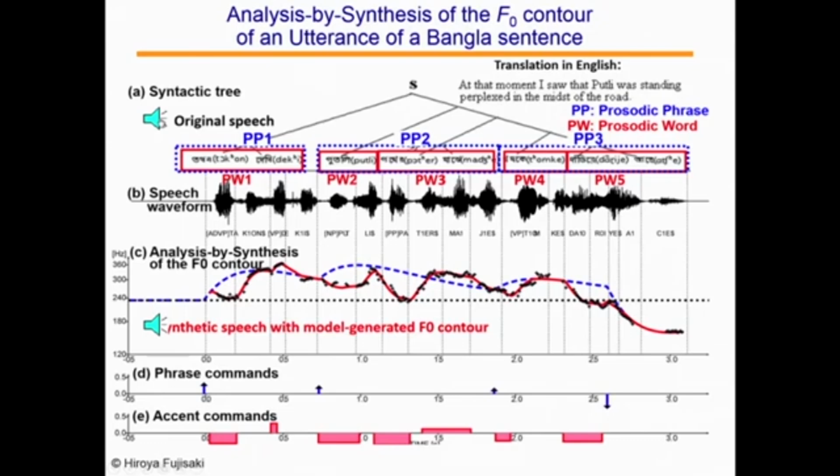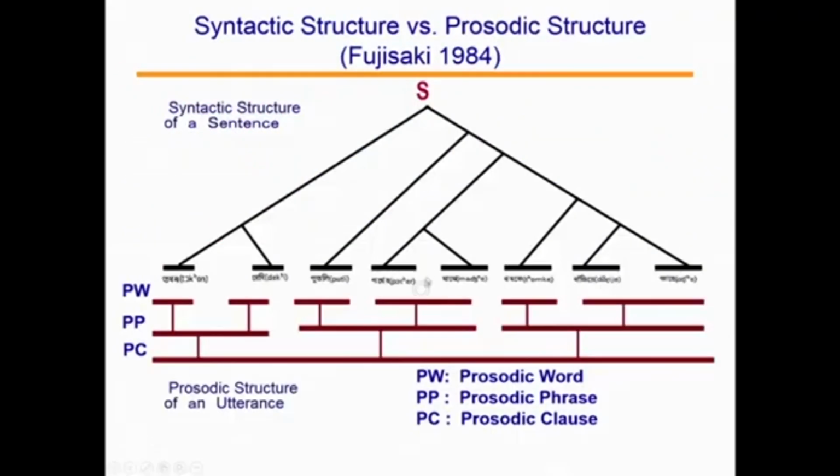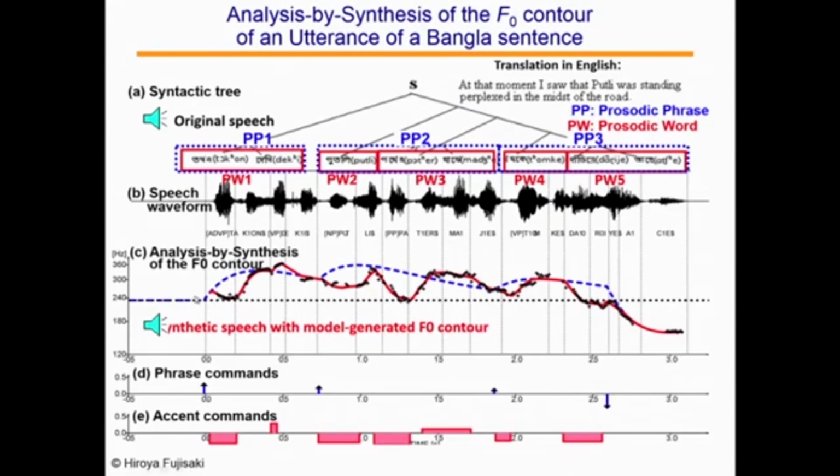Then what we have done, we have tried to find out whether our contour generation, that analysis by synthesis model, is correct or not. We extracted the F0 contour, which is represented by the black marks here. Those represent the original F0 contour. And if you see, there is a blue line.